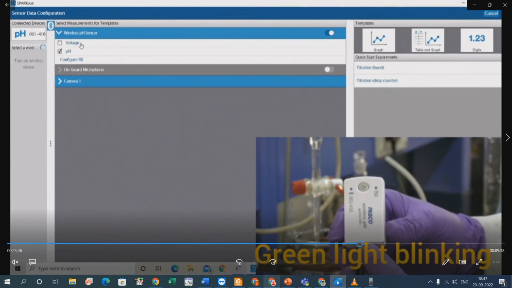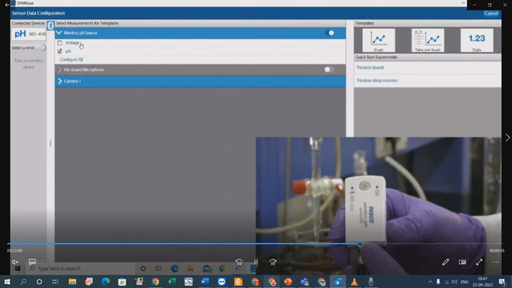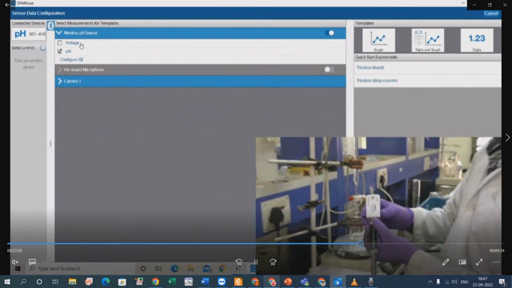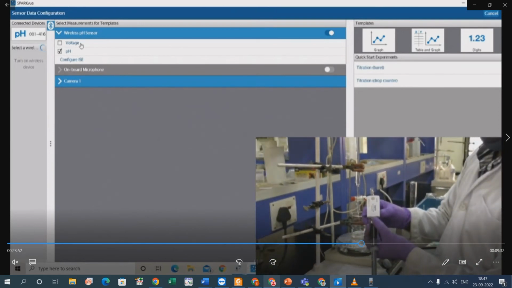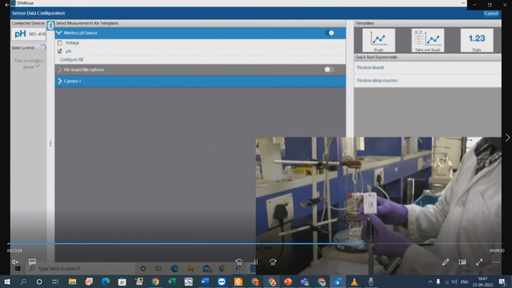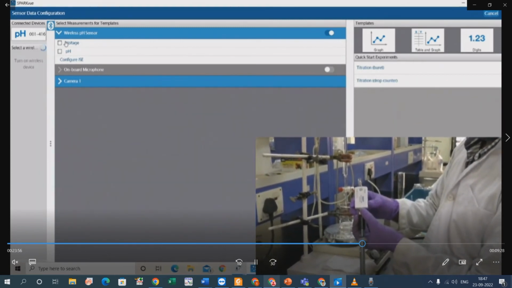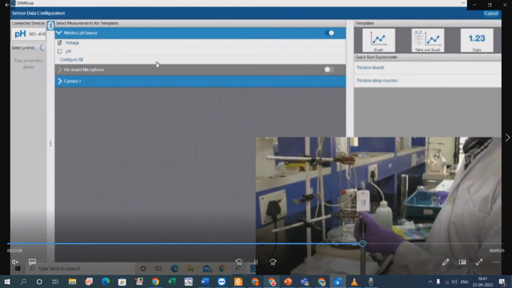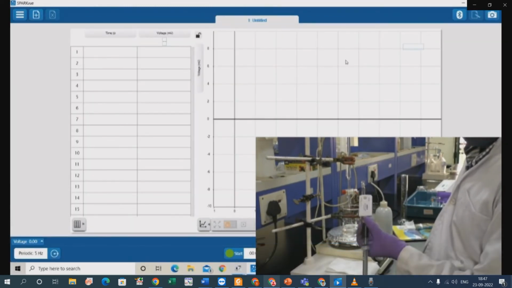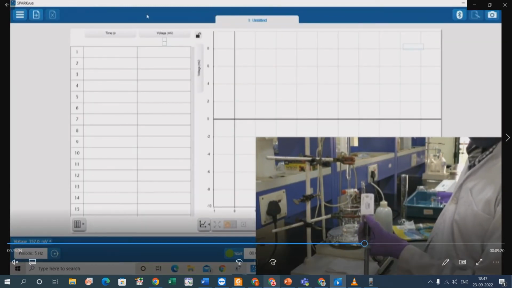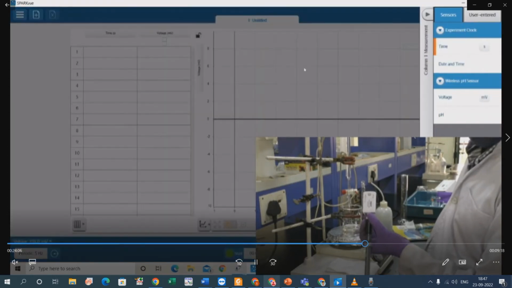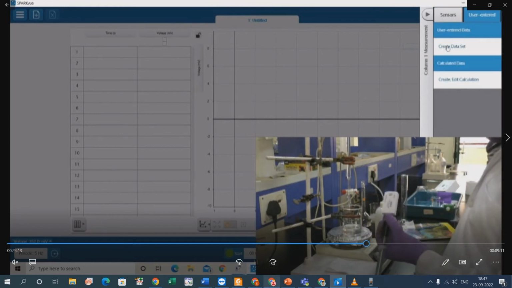So yeah, this is the software. If you want to measure pH, then you can click on the pH sensor data configuration. And here, if you want to measure voltage, then you have to add voltage. As we want to do potentiometric, that means voltage you want to measure, for this we have to add voltage.